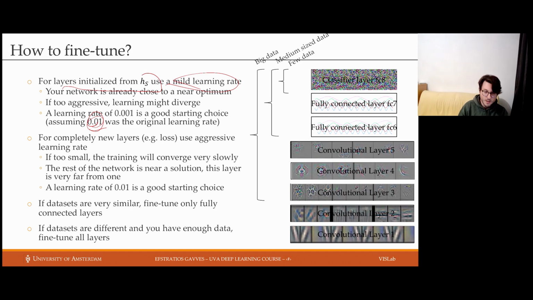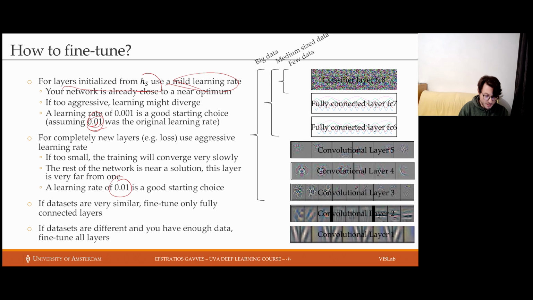For completely new layers, you use a more aggressive learning rate, basically the same type of learning rate that you would normally use. The problem is that if you're too conservative with the learning rate for completely new layers, you might have very slow learning, and that can also cause problems because the rest of the network is near a solution, and then your new layers are very far from one. A learning rate of 0.01 is usually a good choice in my experience.